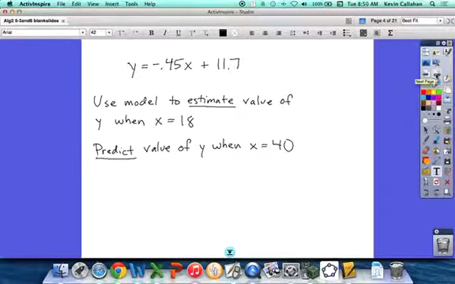So there was the equation. You could have written it down like that, just substitute for the A and the B. If you have to use this equation to make an estimate, how would I make an estimate of the value when x equals 18? What are they asking you to do? What does y equal when x equals 18? How are you going to do that?